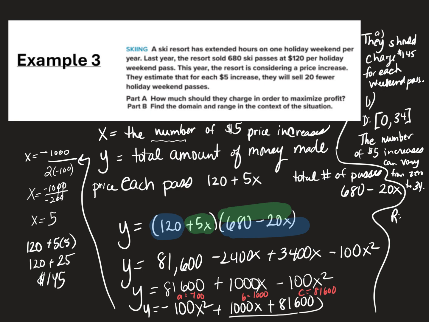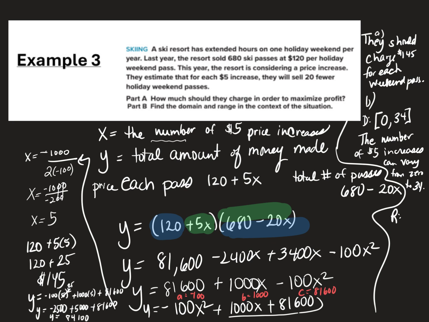let me do that over here. So if I substitute 5 in for X, Y equals negative 100 times 5 squared plus 1,000 times 5 plus 81,600. So y is going to equal negative 2,500 plus 5,000 plus 81,600, and all of that should be 84,100.